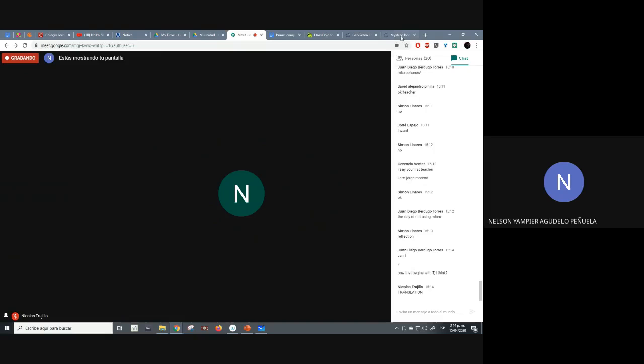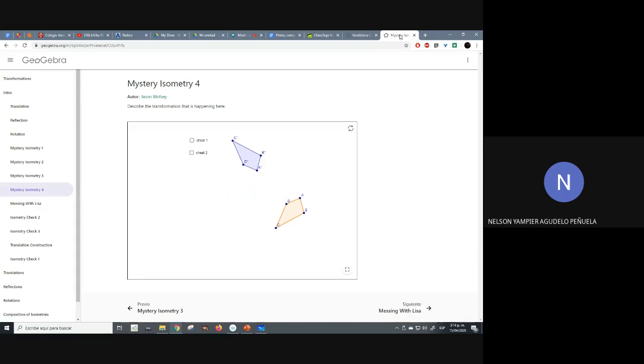Well, yes, because we only have 1 minute left. The transformations are reflection, because look, here we have the original and we made a mirror, a reflection. Yes, this one. But to this one, we make a translation. Look, if I change it, it changes.